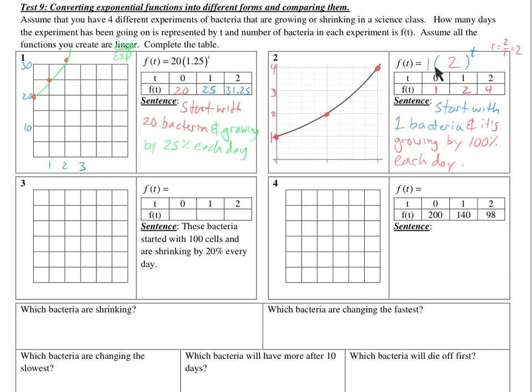So did we fill this whole box? Did we fill this box? Now we're down to here. So for this one, we have the sentence. So from a sentence, would it be easiest to go to the equation? I kind of think so. That'd probably be the easiest to go. So these bacteria started with 100 cells. So does that tell us the first number?